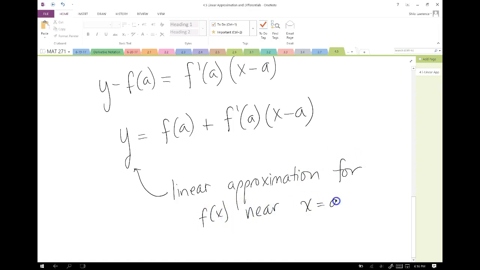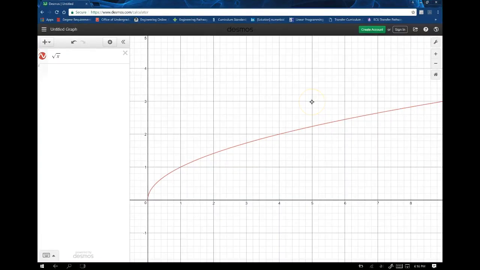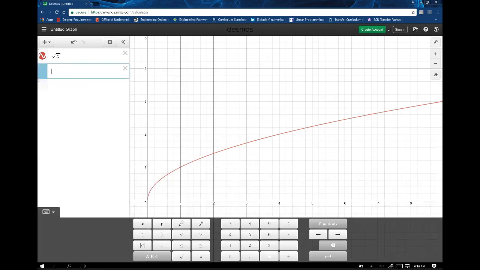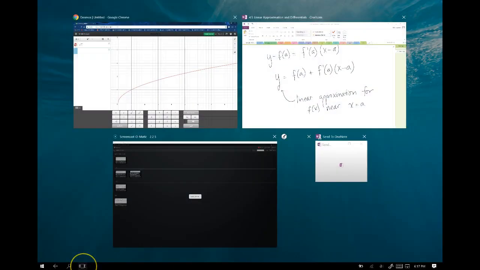near x equals a. Now, if we move too far away from x equals a, it's not going to be a good approximation. If you look back at our y equals square root x graph, as long as we stay really close to 4, a straight line is going to work. But as we move farther and farther away from 4, it is not going to work. I believe the equation for this line, and I'll show you, actually, let's figure it out, and then we're going to draw it.